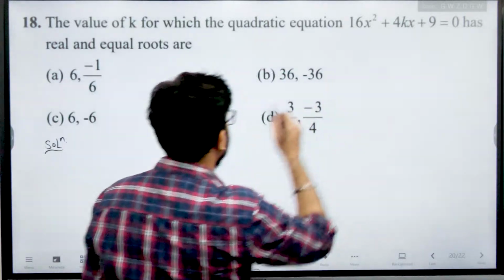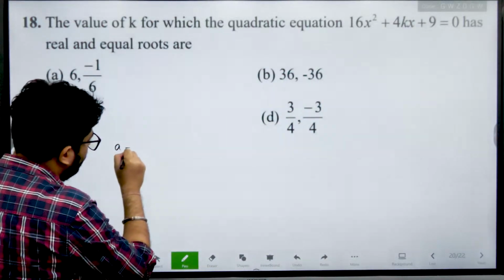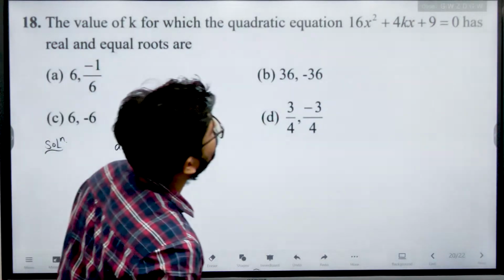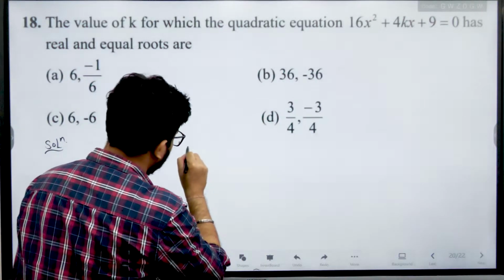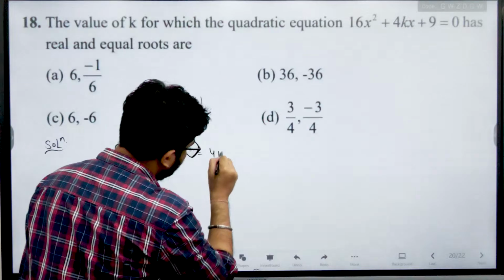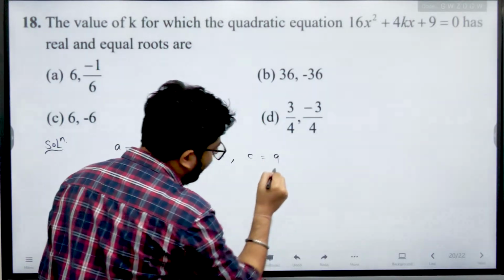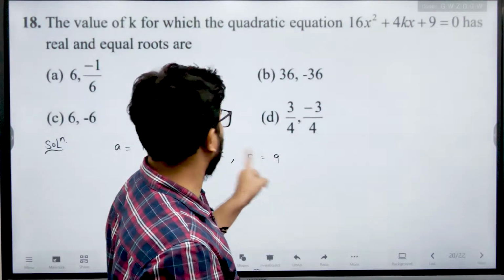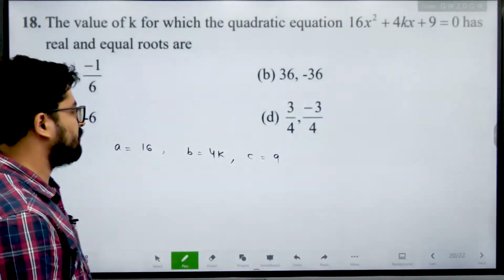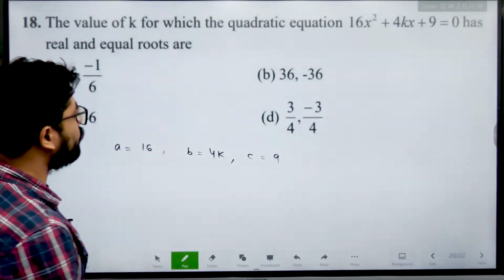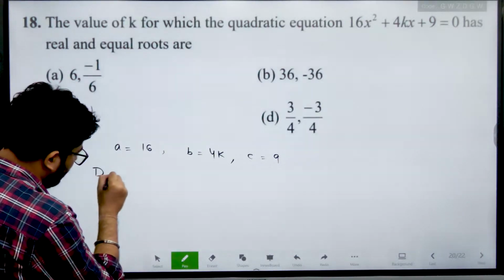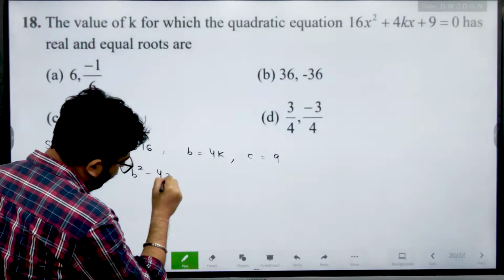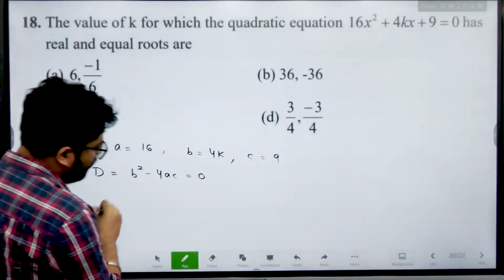So if you observe, a is equal to what? Compare with the standard form. So a is equal to 16, b is equal to 4k, and c is equal to 9. Yes, 16x square plus 4kx plus 9. So we have the values of a, b, c. For real and equal roots, D must be 0. D means discriminant, and this is equal to b square minus 4ac, and this must be 0.